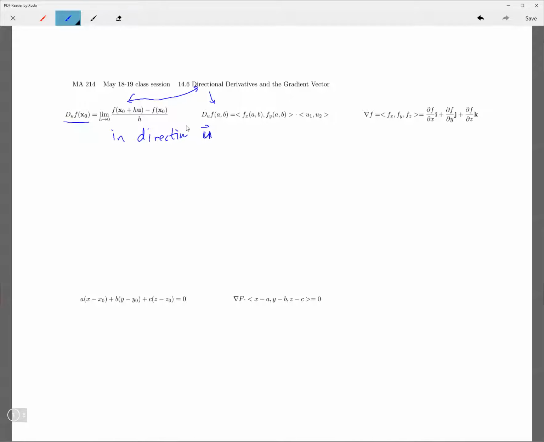So if you have a vector that's pointing in the direction that you want, then you first have to normalize that by dividing by its length, so that you get a unit vector. So this has to be a unit vector. It has to have length 1 and be pointing in the direction that you want. Okay, so that's the directional derivative.